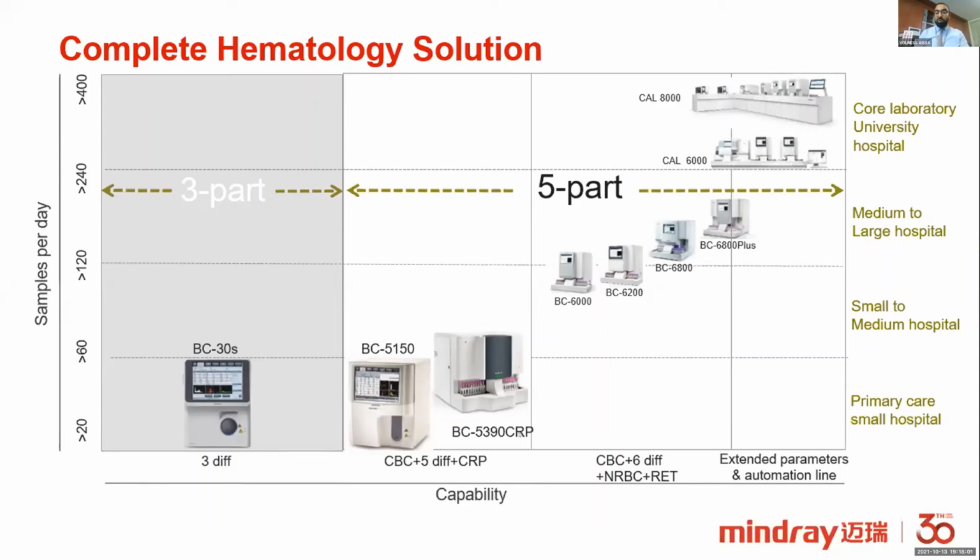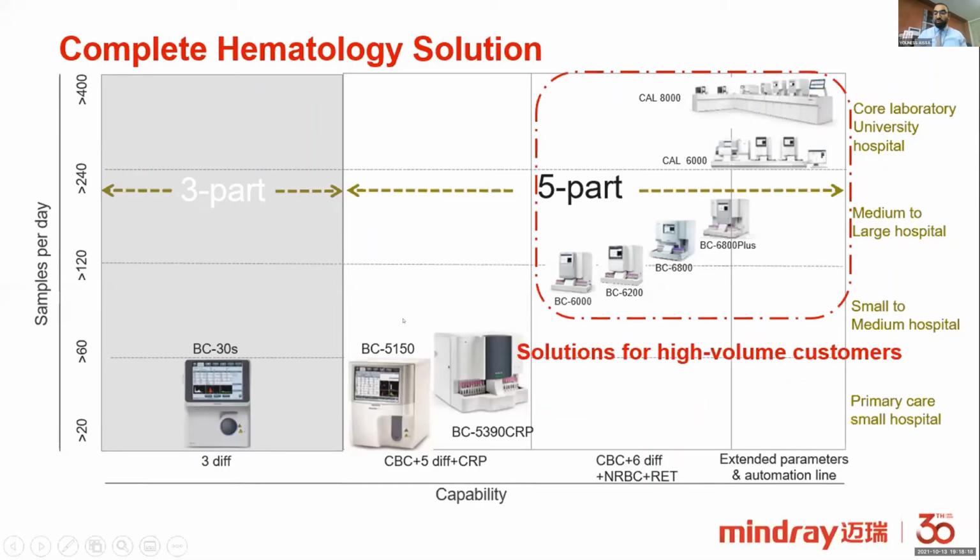The important thing now is that we can run CRP from whole blood. As you know, we have some samples where we can do CBC plus CRP in 1 minute and report the results. And for the big part, for the high volume customer, we have what we call the BC-6000 series, including BC-6200, BC-6800, and 6800 Plus. This is what we call the high-end solution for high volume.